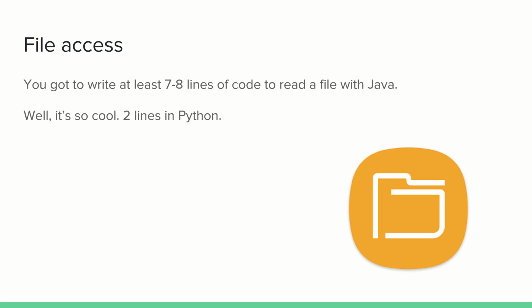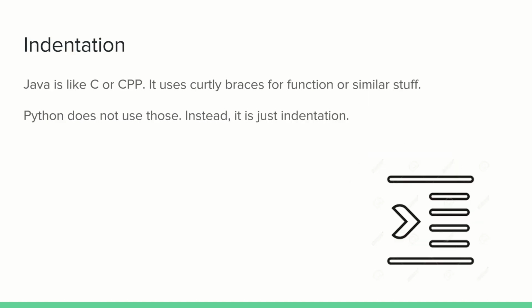File access. When you have to access a file or read a file, you may have to write around 7 to 8 lines of code easily in Java, but it's just cool in Python. Just 2 lines is sufficient. You can read the file. So file access is definitely easier in Python when you compare it with Java.